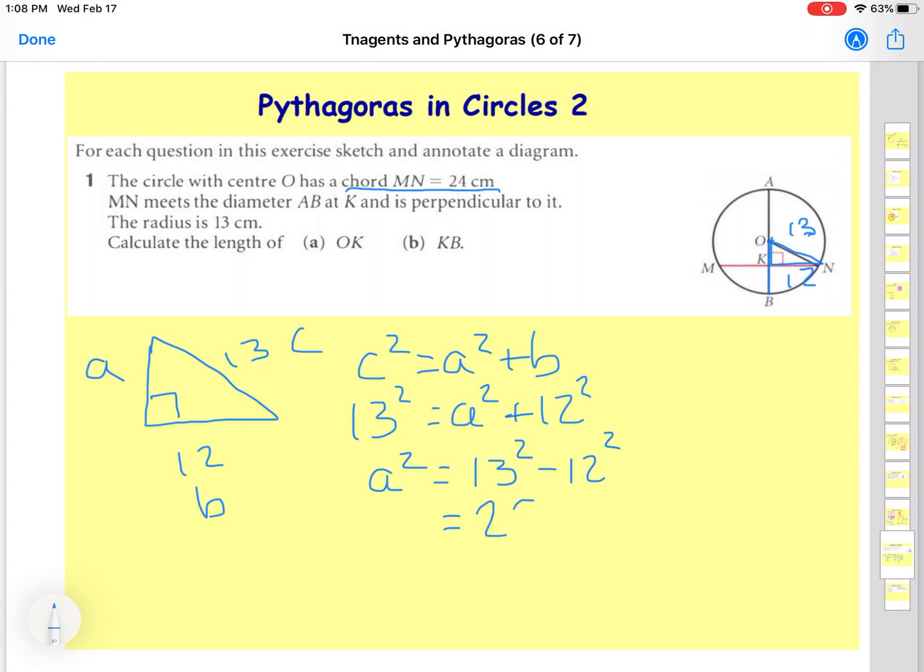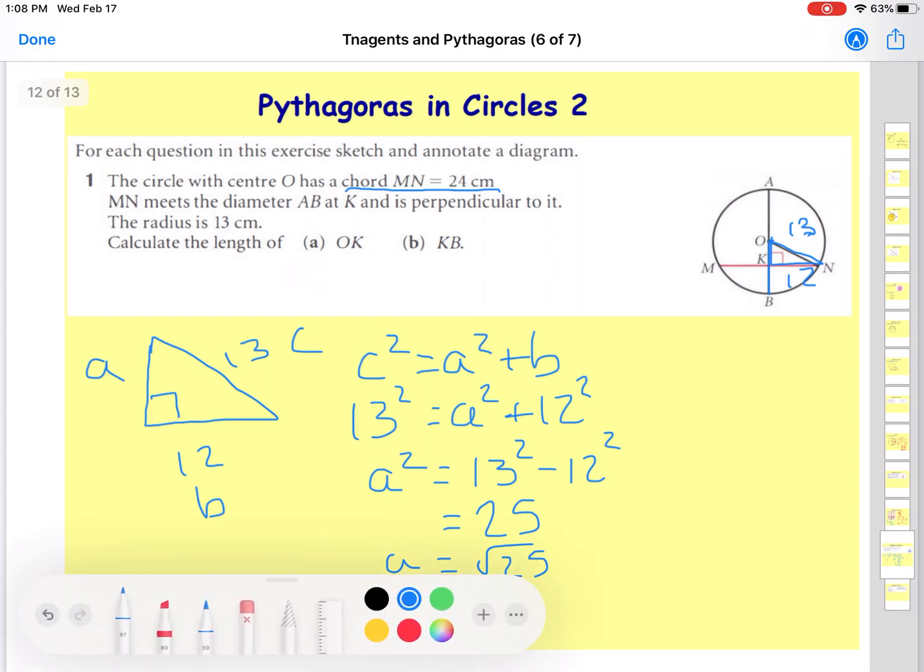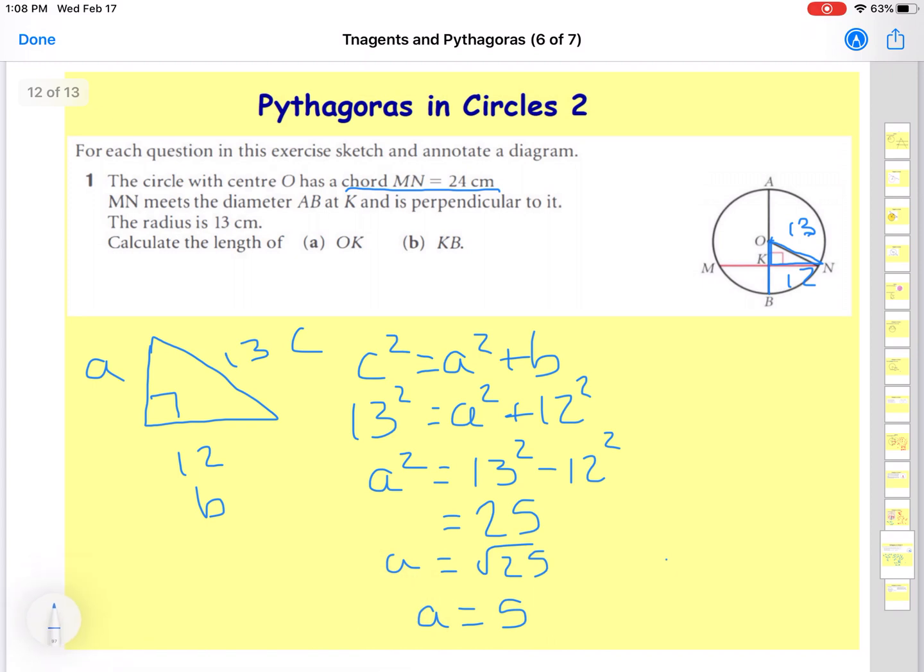Given 25, therefore A is the square root of 25, so A has to be 5. Now, this is example A, question A, which actually tells me that that line OK is equal to 5 centimetres.